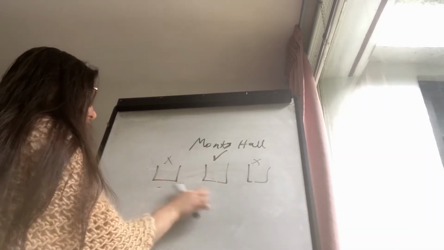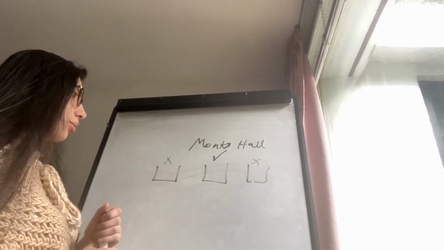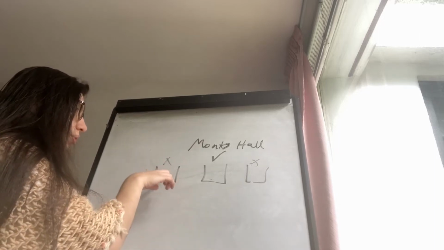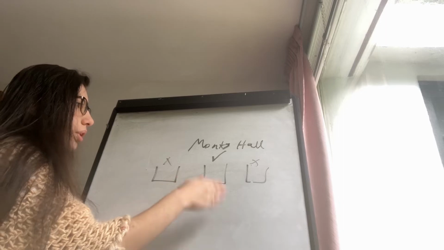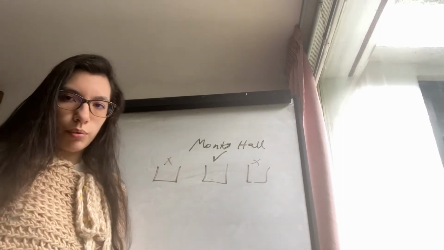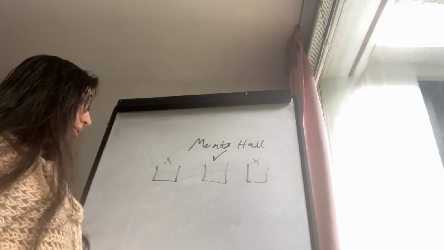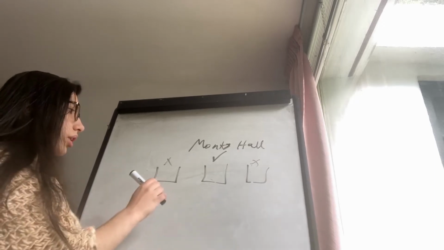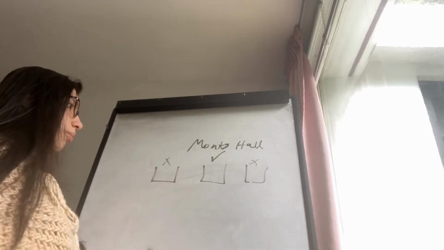So there are two decisions that the player needs to make. First, pick one of these doors, and after one of the doors is shown, decide whether to stay with that option or change. So if you think you can do it, stop the video now and continue afterwards to see that we have the same result. We're going to calculate the probabilities of winning and losing if we change the option or if we stay with the option.